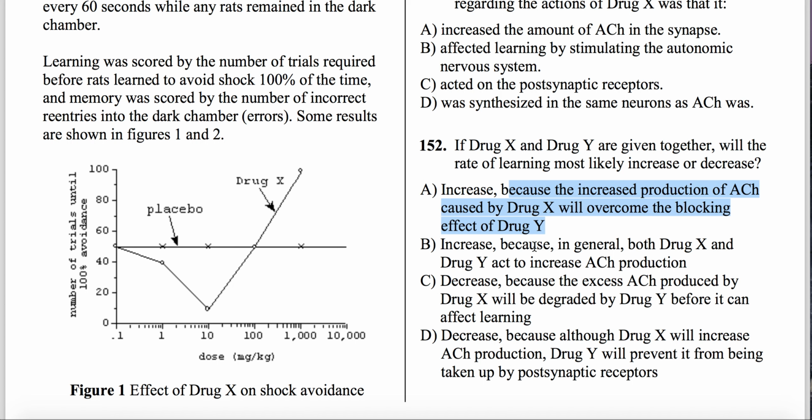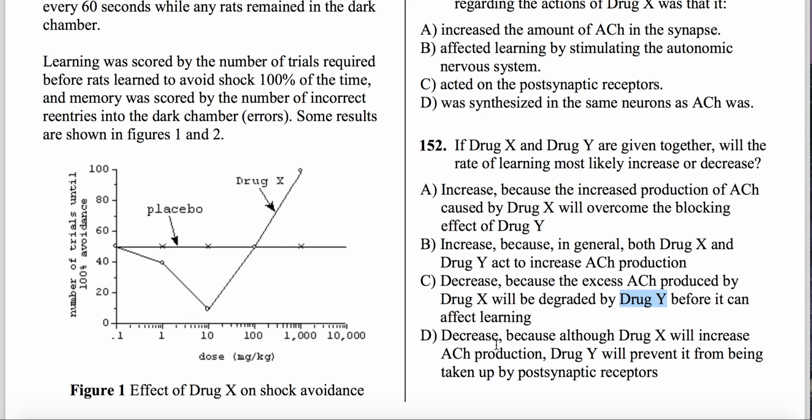B, increase because in general both drug X and drug Y act to increase acetylcholine production. That's just completely false, right? So not even drug X increases acetylcholine production. It just decreases breakdown. And drug Y binds to the receptor, that acetylcholine receptor, blocking it. So that's just completely out of the question. C, decrease because the excess acetylcholine produced by drug X will be degraded by drug Y before it can affect learning. That's wrong, right? Drug Y is not an acetylcholinesterase. It doesn't degrade acetylcholine. It just blocks its action on the receptors on the postsynaptic side.